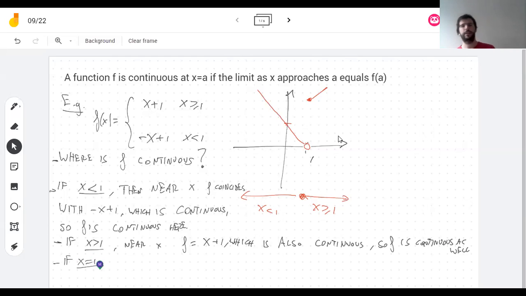Let's see what happens if x equals 1, in the middle. Does it look continuous? And if it's continuous, then what's the value? What's the limit? And if it's not, then what's the value and what's the limit? Let's do the value first, because we should start with easier things. If I want to evaluate f at x equals 1, I look here and I ask, which one of these includes 1? Well, the first one.